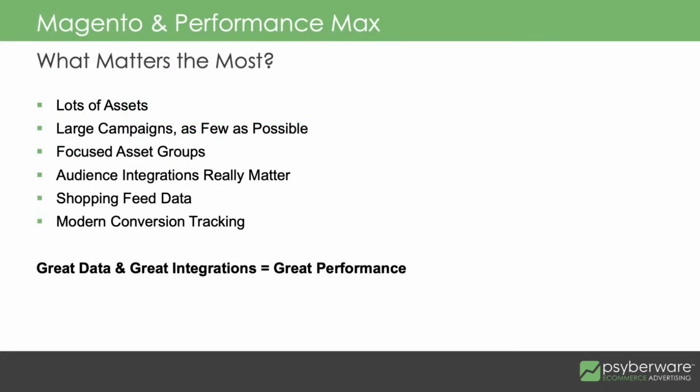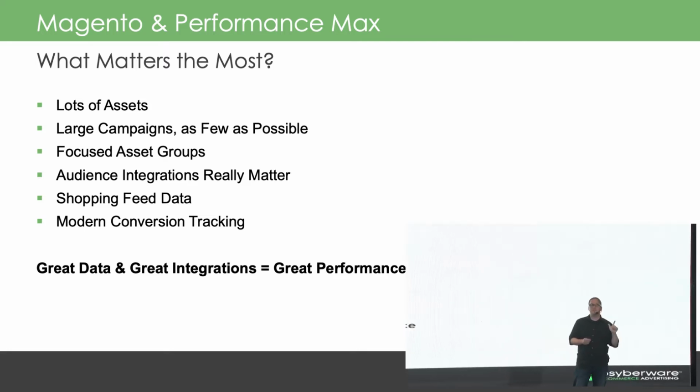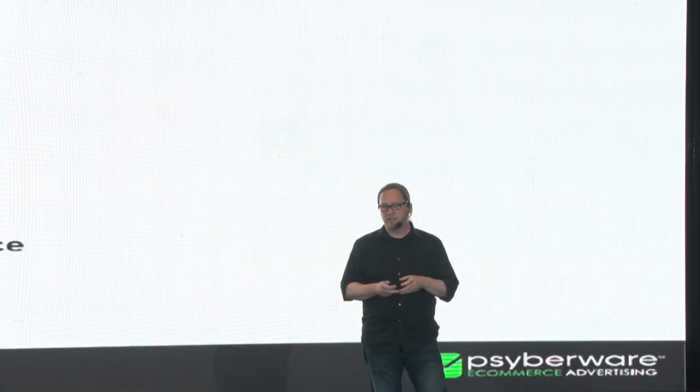What matters the most? Lots of assets. Large campaigns, and as few of them as possible. Pool that data together, get the most possible available in every campaign. Focused asset groups will allow you to tailor the ads to the products that people are actually looking for.